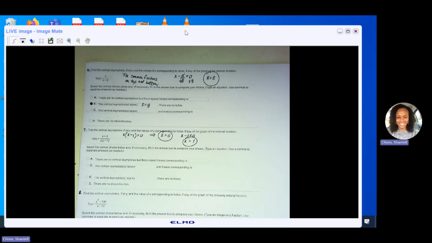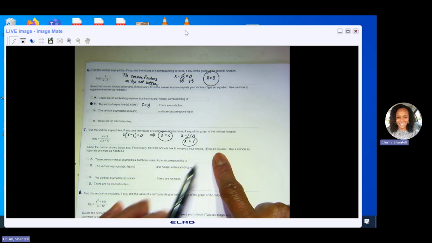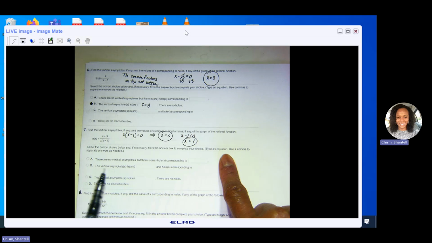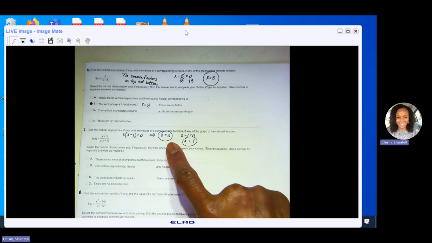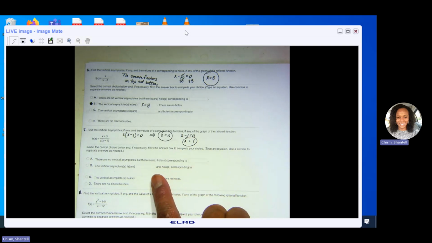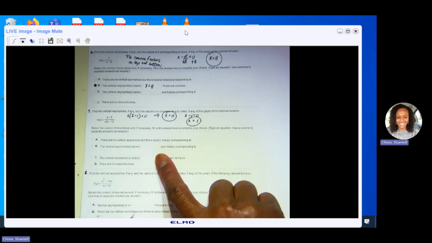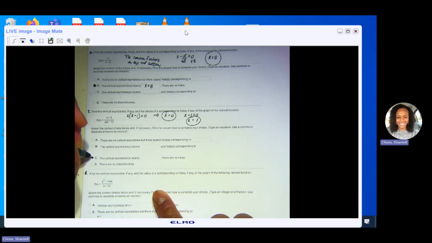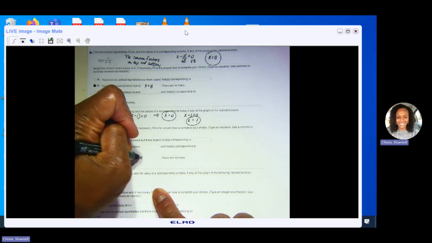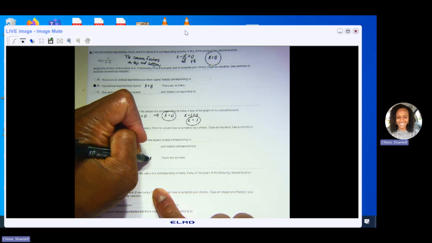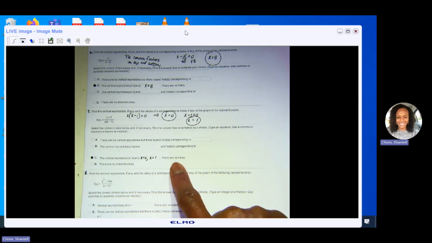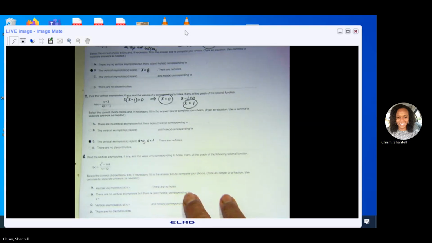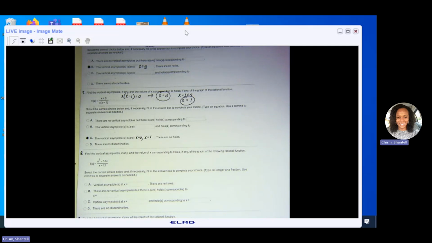And let me see, they want us to, yes, they do want us to express them as equations. It says it right there, type as an equation. So there are two vertical asymptotes, and there are no holes in the graph. So with number 7, we select C, x equals 0, comma, x equals 1. There are no holes. Okay? Now let's look at number 8.